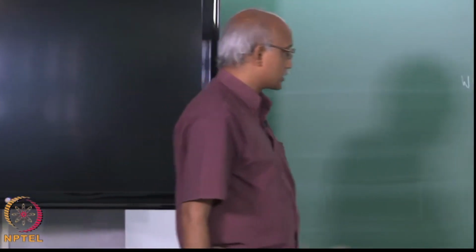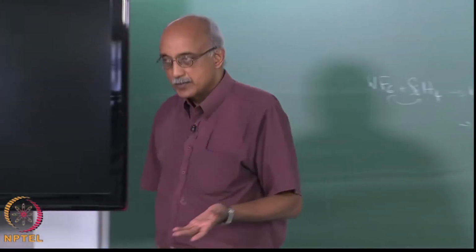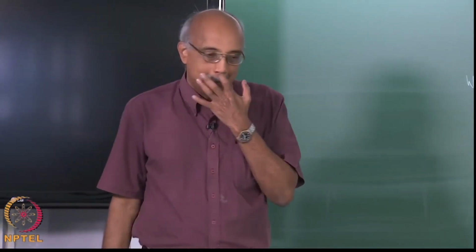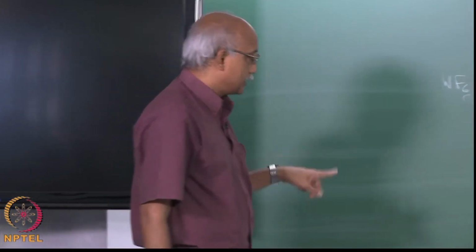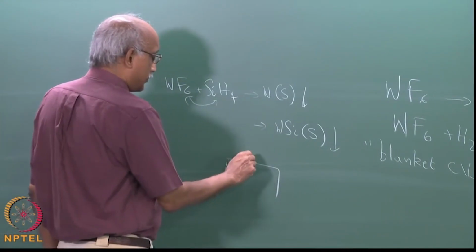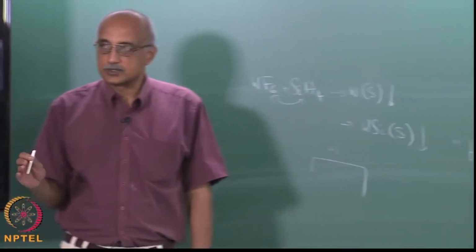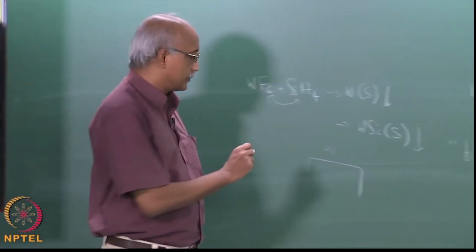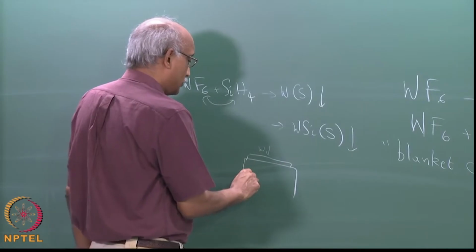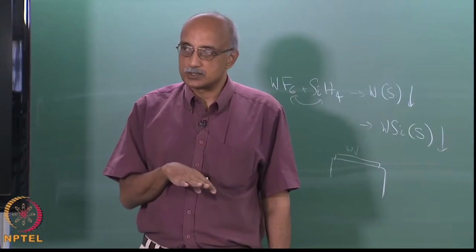The silane process has the advantage that it has a lower energy barrier. The deposition rates can be significantly higher. However, it does require that instead of trying to deposit the tungsten directly onto the substrate, you actually put down a layer on top of the substrate which helps improve the adhesion of the tungsten to the substrate.